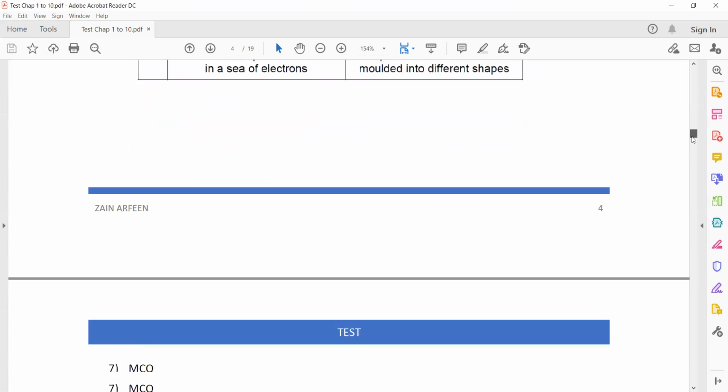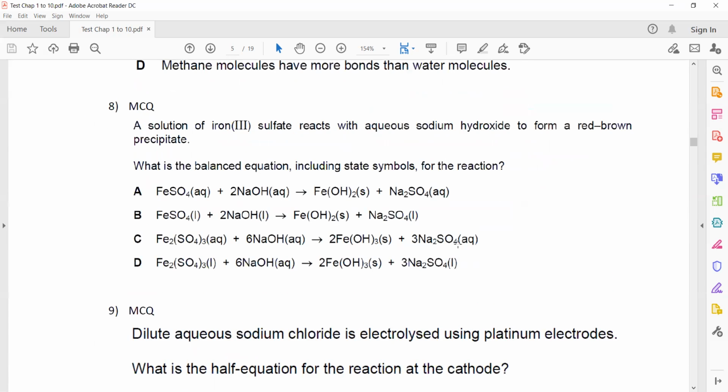Question 8. Iron 3 sulfate reacts with sodium hydroxide to form a red-brown precipitate. What is the balanced equation? Include the state symbols. So first thing, iron 3 sulfate solution, a solution of iron, so it should be aqueous. Here it is written liquid, and here also it's written liquid. So these two cannot be an answer.